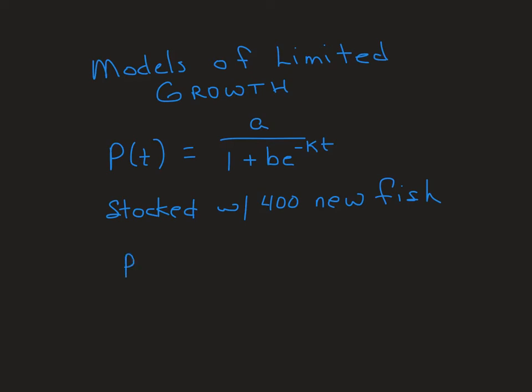So the population of these fish at any time is given by the function 2,500 over 1 plus 5.25 e to the negative 0.32t.